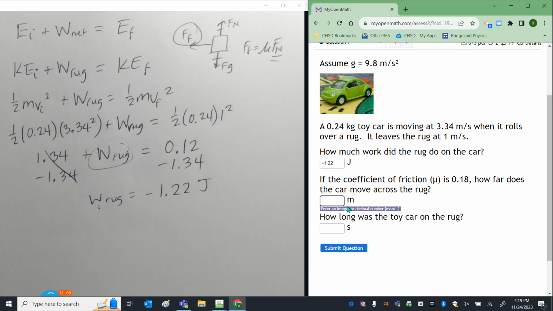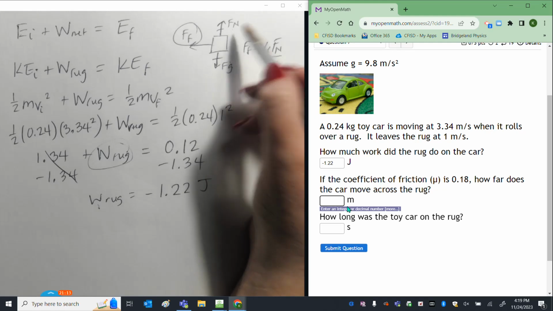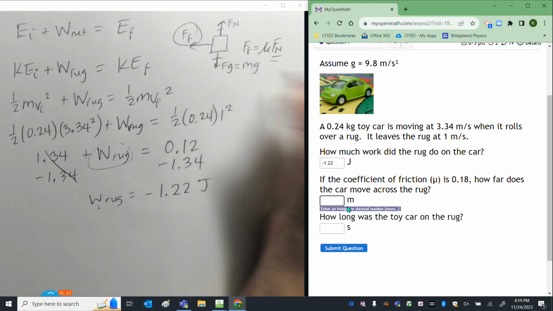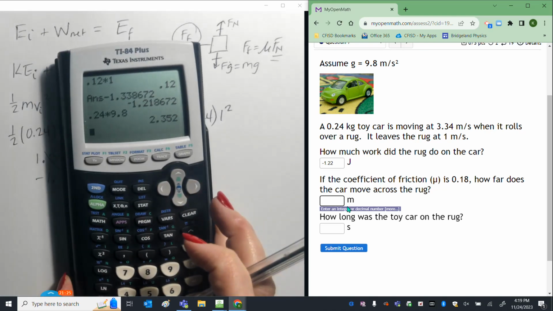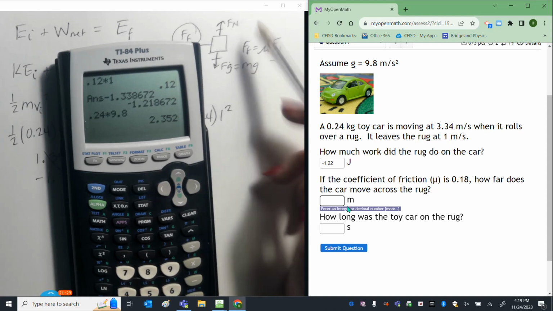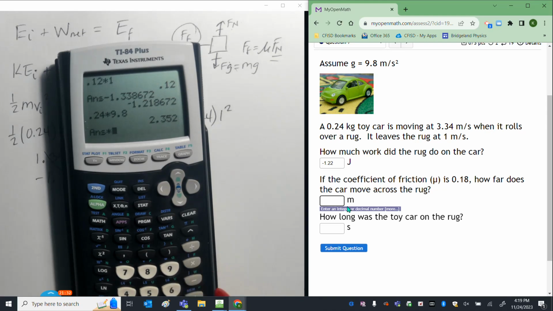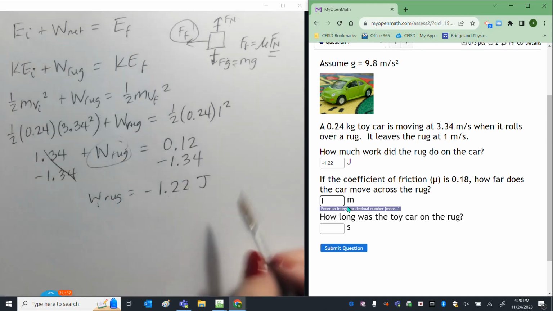and then we can find what the question is asking for. Again, Fn is equal to Fg. These are equal and opposite. So we're going to find Fg. We're going to take our mass, 0.24. We're going to multiply it by gravity, 9.8. That's going to give us our weight of the car, 2.352. And then we're going to multiply that, because this is also Fn, it's both of these, by mu. Mu in the question, 0.18. And so this is our force of friction. It's a pretty small number.